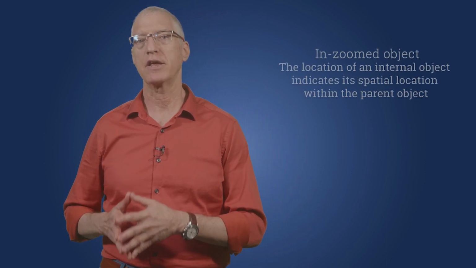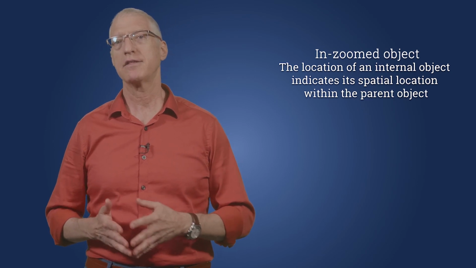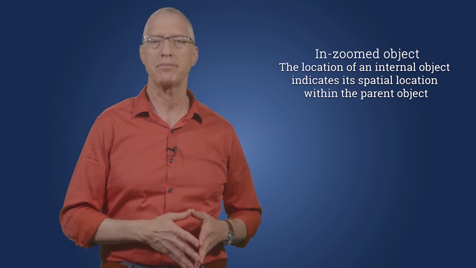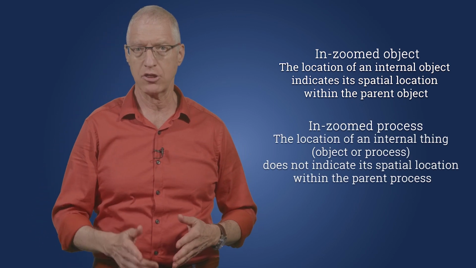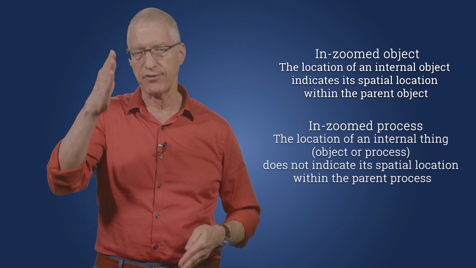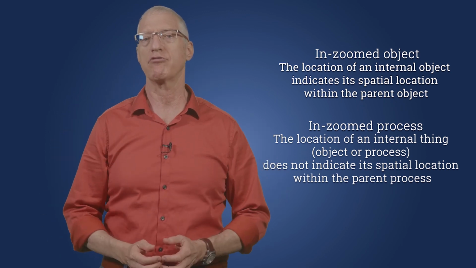So, as you can see, we have modeled an object and its parts layout. But unlike process, in the case of an in-zoomed object, the spatial location of the object has meaning. It is literally their location in 2 dimensions. In the case of an in-zoom process, since time is one-dimensional, all that matters is the vertical axis, which indicates the timeline within an in-zoom process.